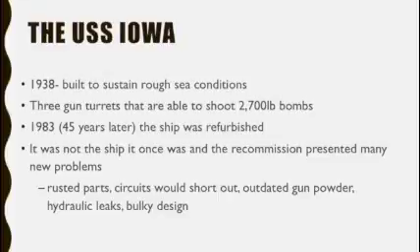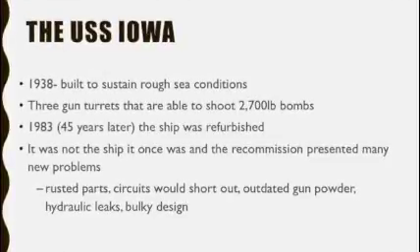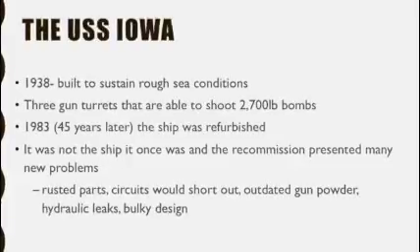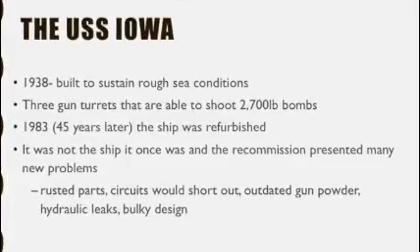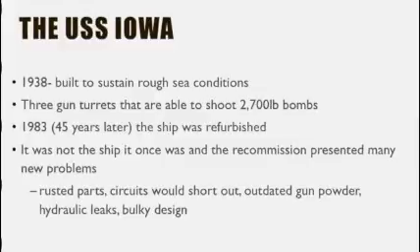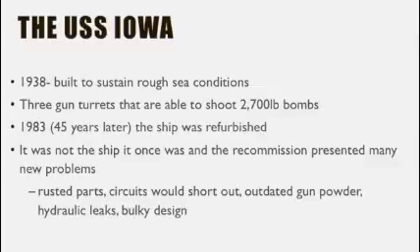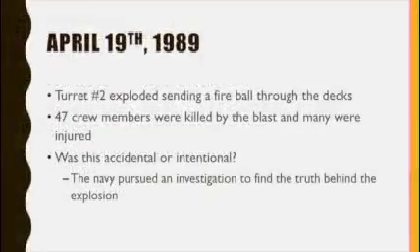The recommission presented many new problems for the Navy. The ship had rusted parts, electrical circuits would short out, it had hydraulic leaks, and it had a very bulky design for today's purposes. In the chapter, it even discusses how many crew members felt unsafe while on the ship, and many can understand why they felt unsafe. On April 19, 1989, turret number 2 exploded, sending a fireball through the decks. 47 crew members were killed and many were injured. The controversy behind this explosion is whether or not this was accidental or intentional.